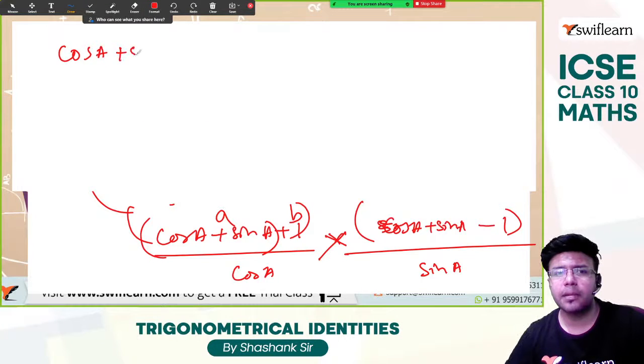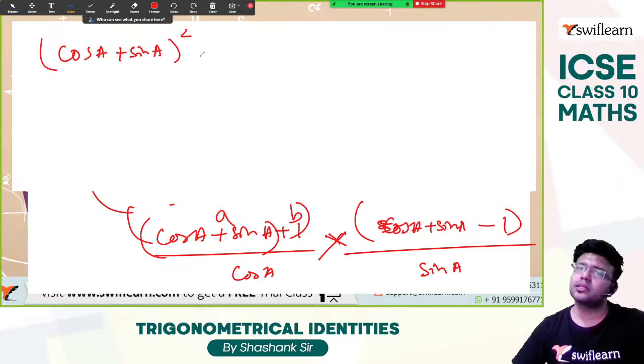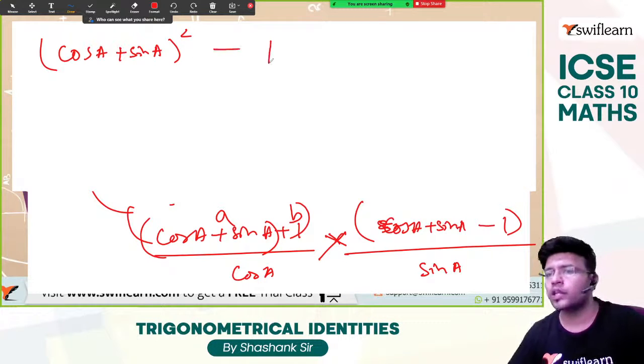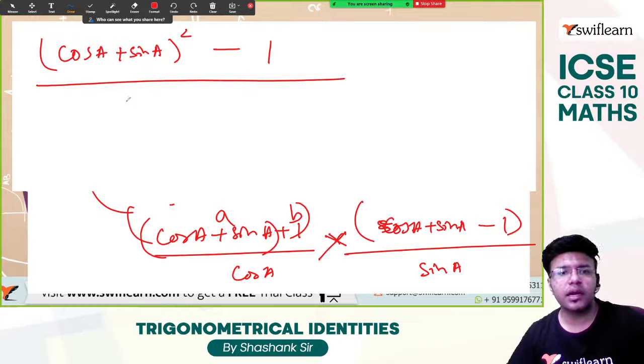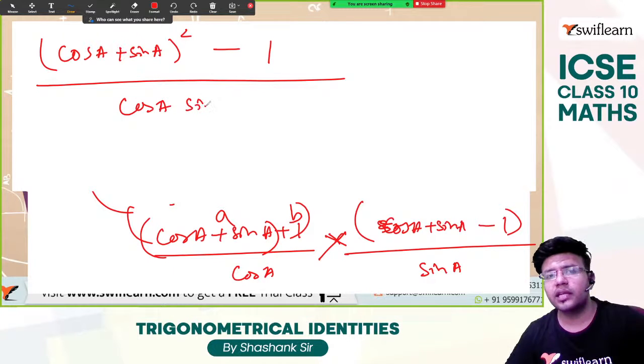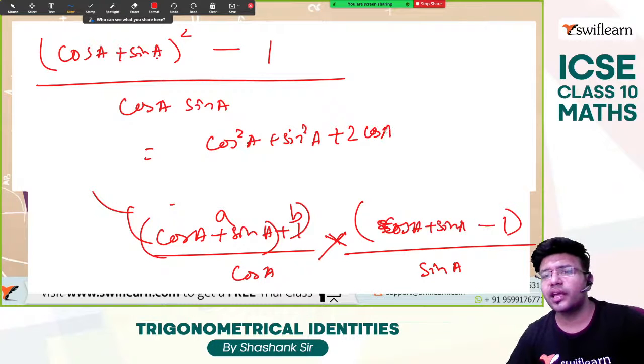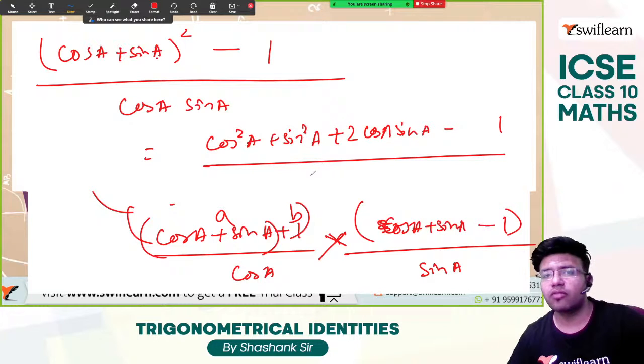cos A plus sin A whole square minus 1 is 1 divided by cos A sin A. Simplify this, we get cos square A plus sin square A plus 2 cos A sin A minus 1 divided by cos A sin A.